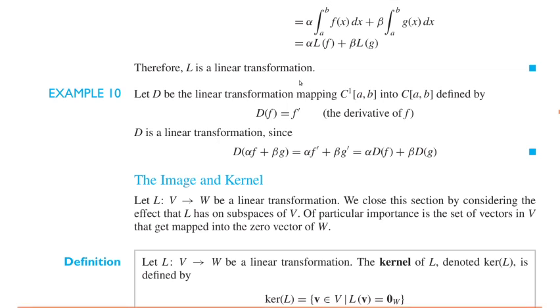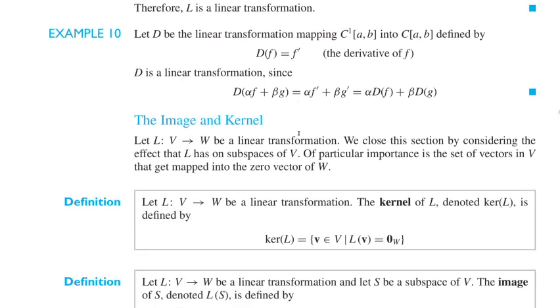You have another example. Let D be the linear transformation mapping continuous and differentiable C1 functions. So C1 functions are those functions which can be differentiated once. And they are being mapped onto a class of continuous functions. So you've differentiated them once, so now they're just continuous. And you've defined it by just taking the derivative. And again, using the properties of derivatives, you can show that D is a linear transformation.